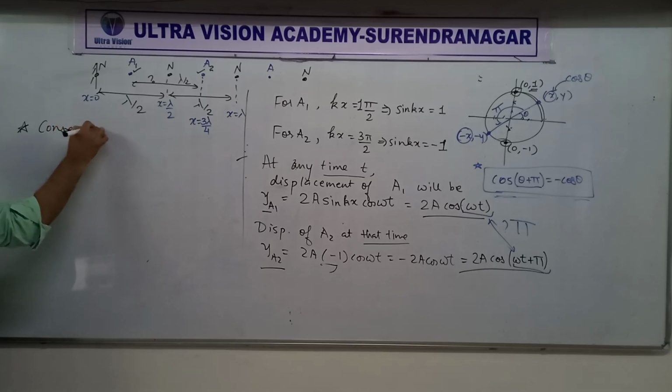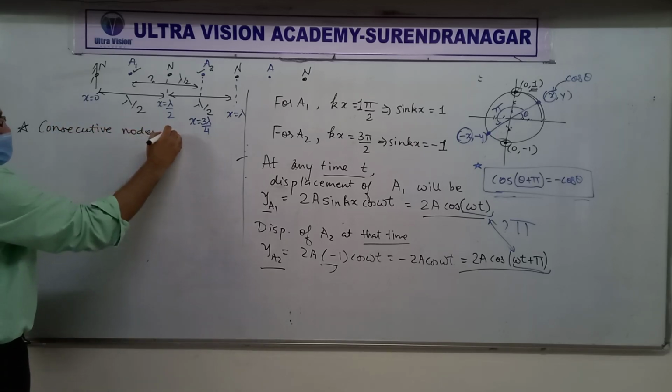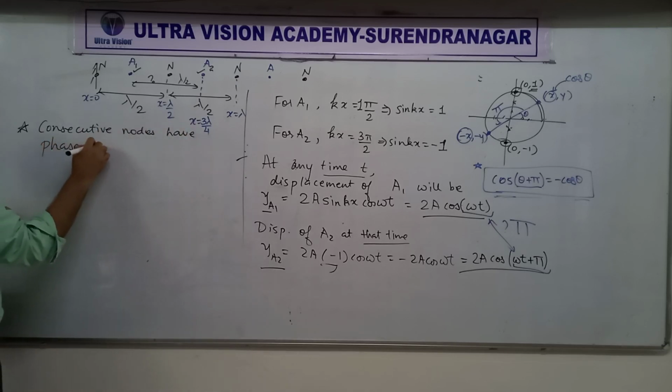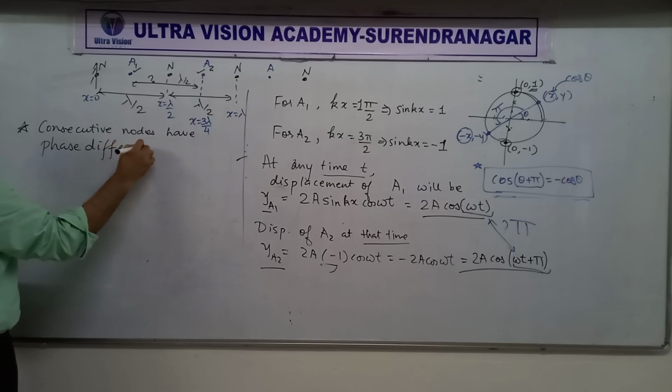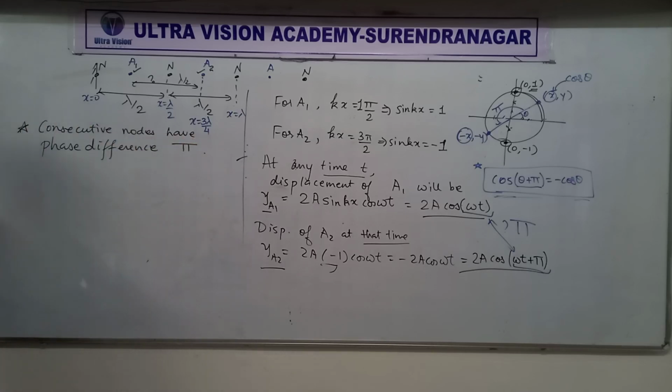Okay, now the third thing about antinodes is that consecutive antinodes have phase difference. Consecutive antinodes have phase difference pi or 180 degrees.